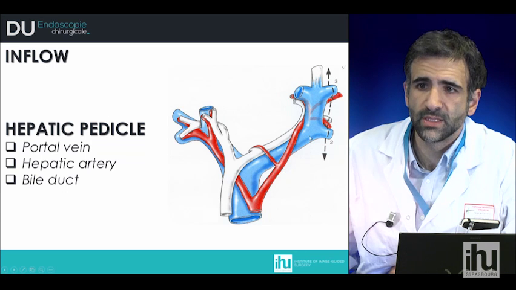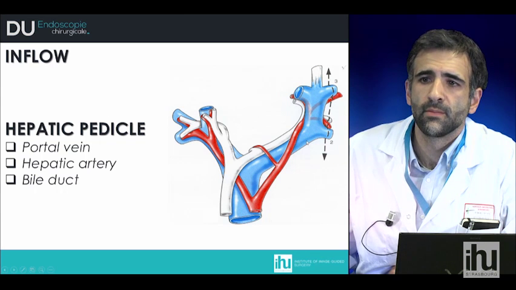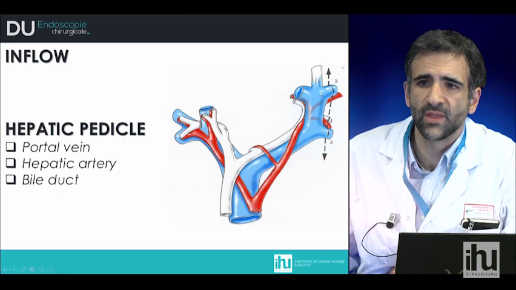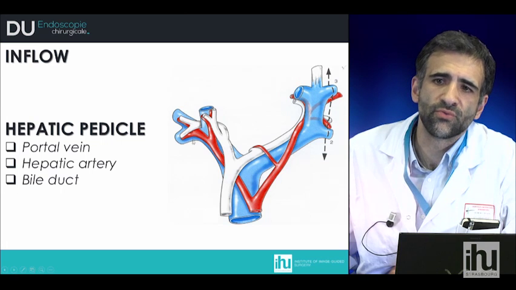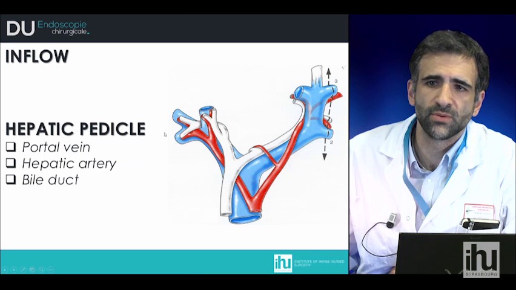So as we see in this picture, we have the left portal vein in blue with branches for segment 2, for segment 3, and for segment 4. And we see in the left part of this picture the right branches of the portal vein with the anterior branches and the posterior branches.